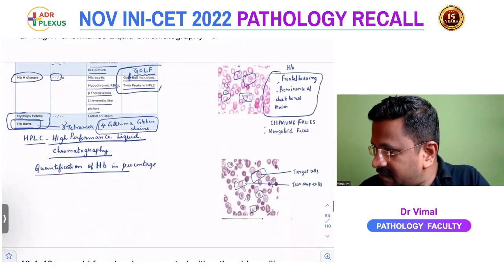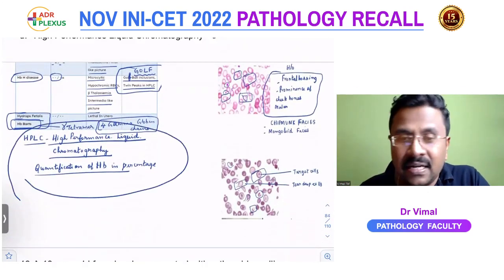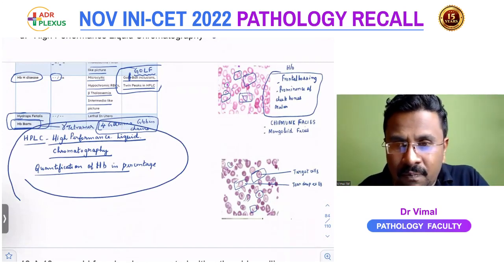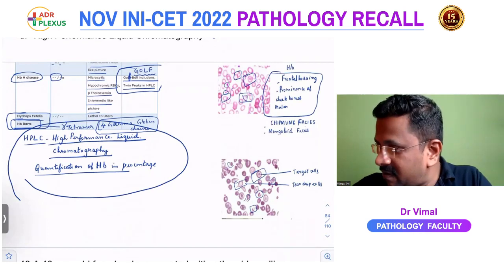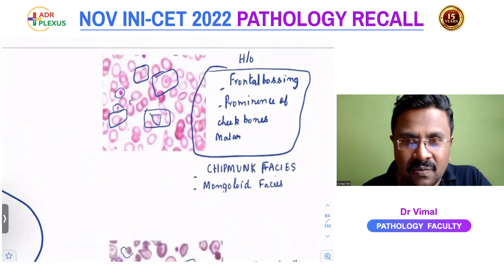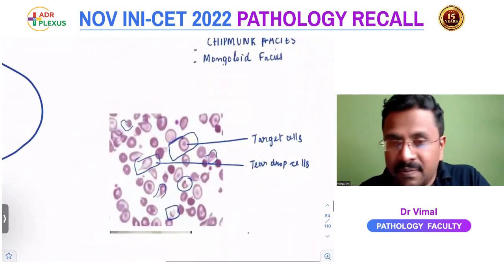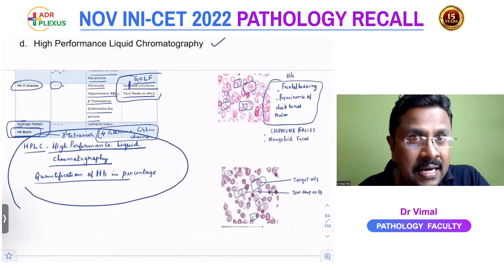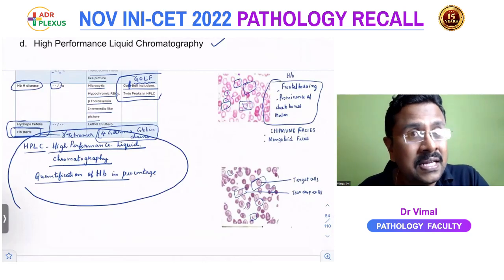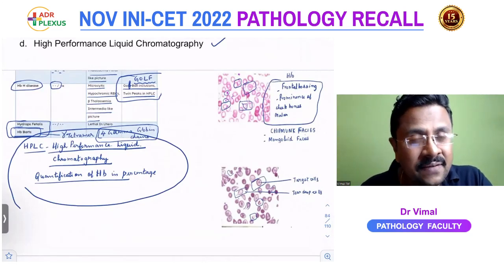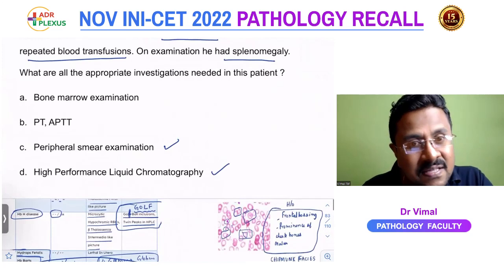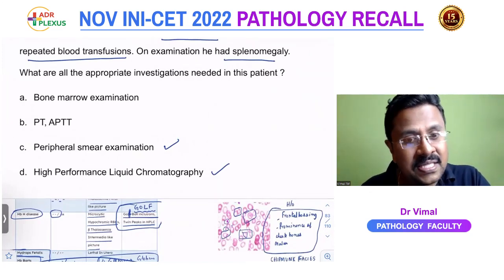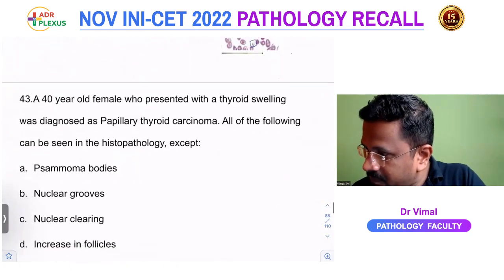As you can see from here, I told you this HPLC is mainly needed for the quantification of the Hb in percentage. I hope you remember what we have discussed, that is the chipmunk facies or the mongoloid facies, the target cells, the microcytic hypochromic picture and the marked anisopoikilocytosis in a case of thalassemia. So the investigations which we have to do are the peripheral smear examination as well as HPLC, that is high performance liquid chromatography.